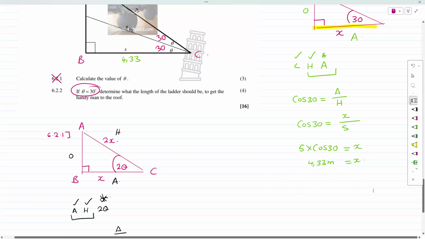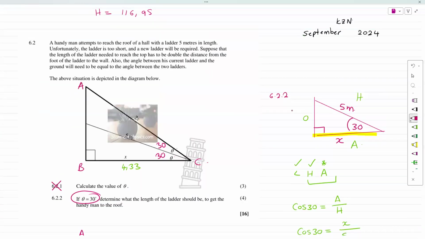There's no need for you to panic because it says 2x. So that's 2 into 4.33, and that equals 8.66 meters. And that's all there is to it. This would be 8.66. Why is it 8.66? Because this question specifically told us that this is double this. That's all there is to this question.